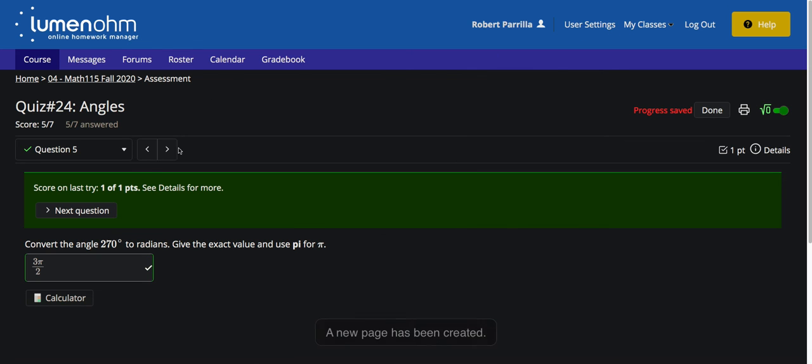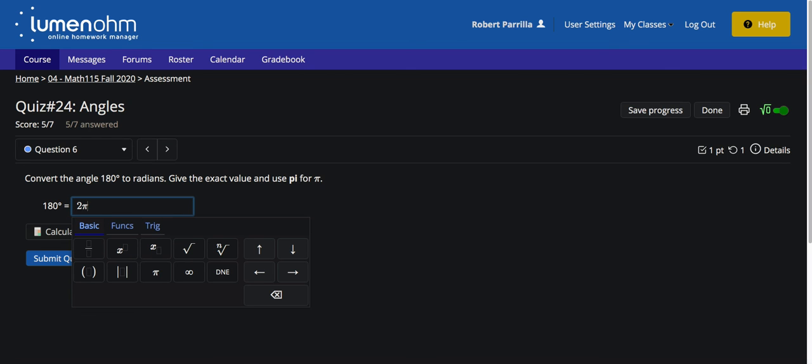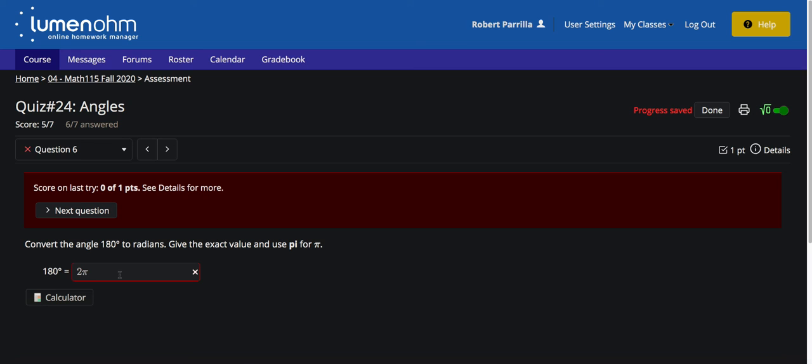Number 6. The trap still waits for us. That's easy. 2 pi. I'm not even going to waste time. 180 degrees is what? Oh, wait. Oh, it's not 2 pi. It's pi. My bad. I got too cocky.